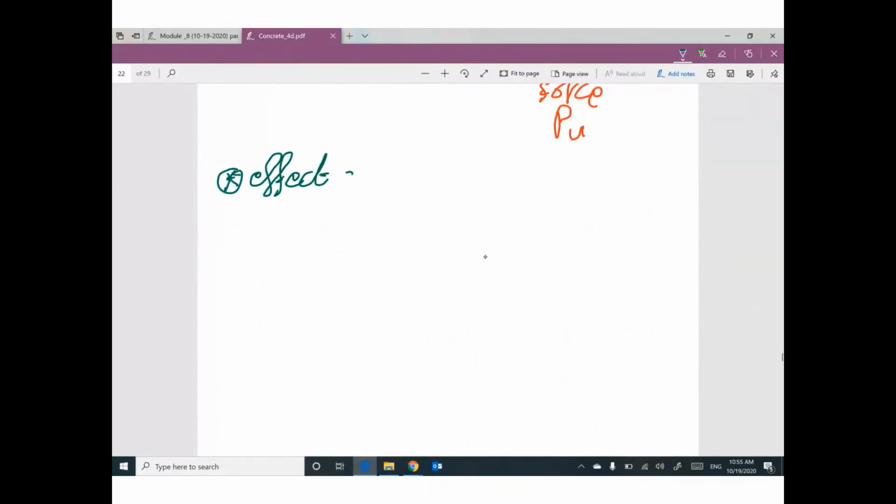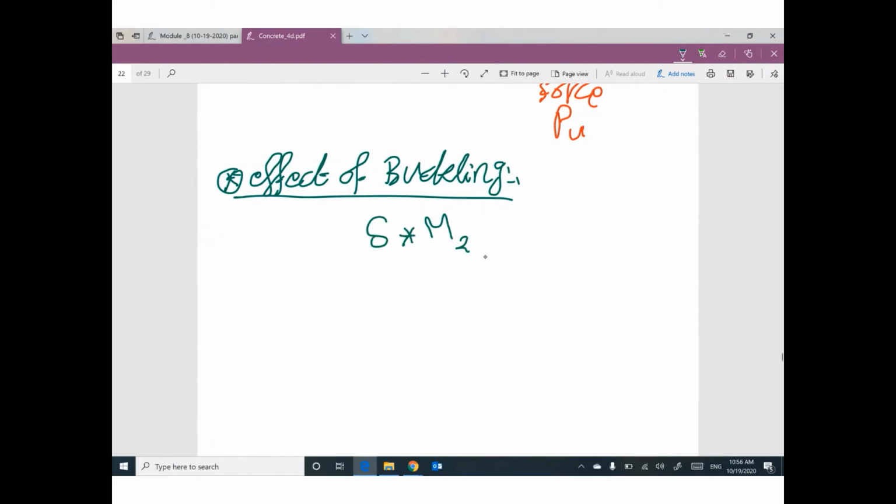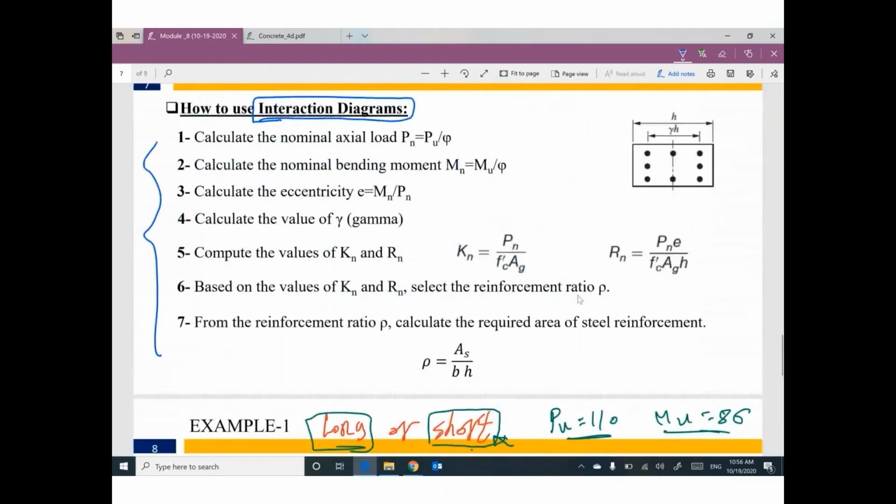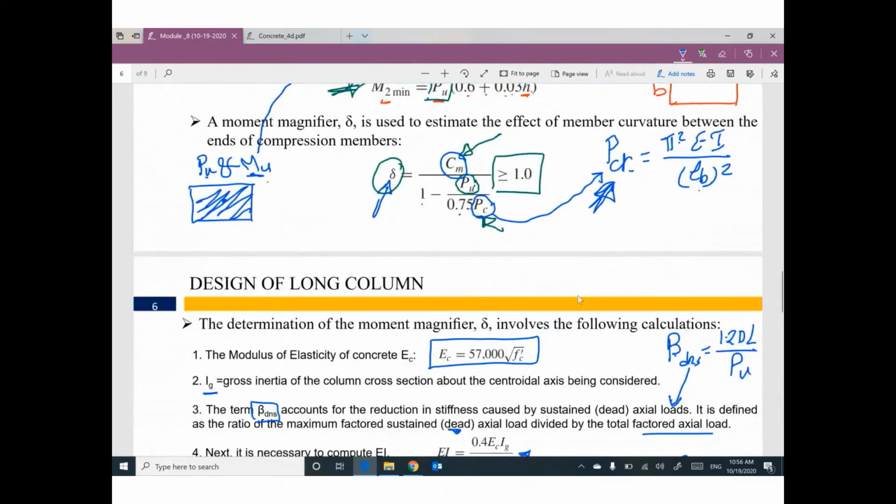The effect of buckling is very simple. Just M2 will be multiplied by delta to get Mc. What is the value of M2? 86 kip-foot. What is the value of delta? Delta equals Cm divided by 1 minus P ultimate divided by 0.75 Pc. That's right. Cm divided by 1 minus. That's correct.